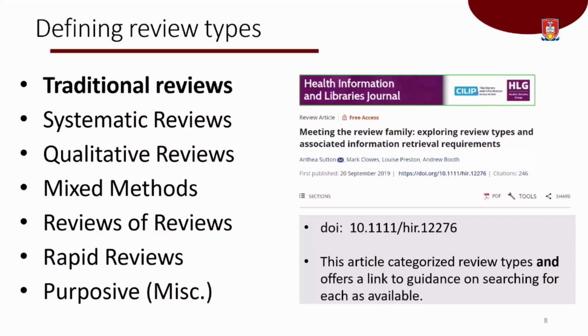So, we talked about the first one, which is the traditional review, the normal narrative review that we do every time. This paper actually identified 14 types of reviews. This was a 2009 paper that identified 14 types of reviews that we can conduct.